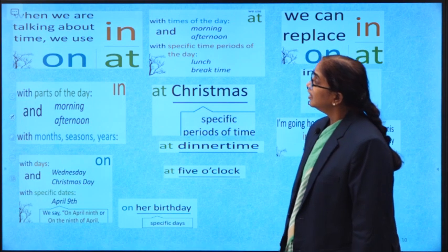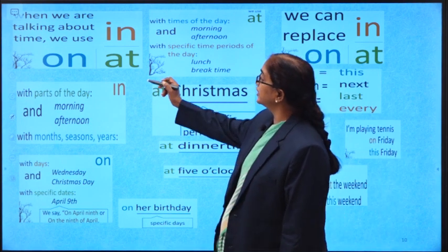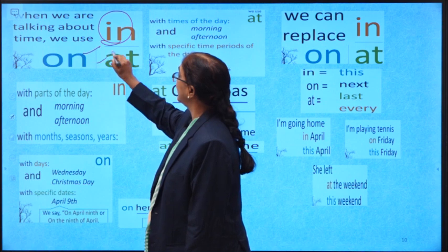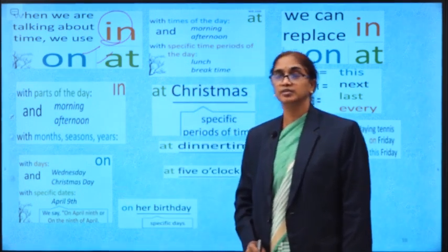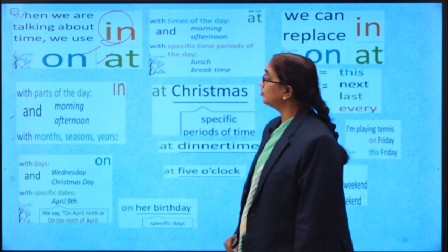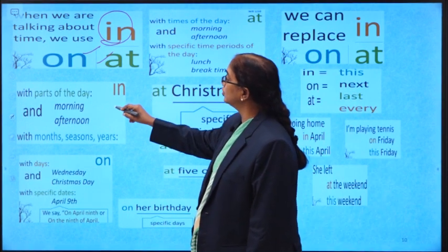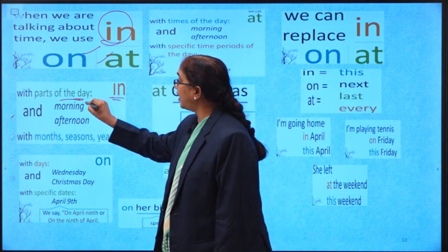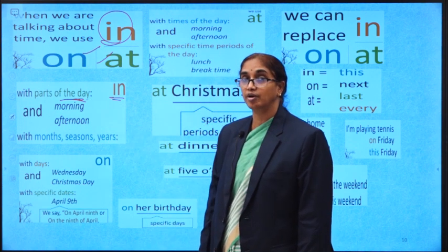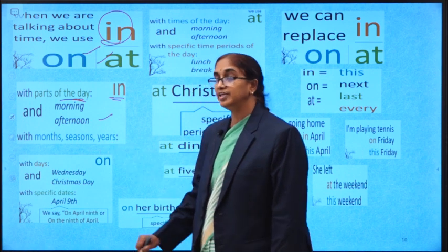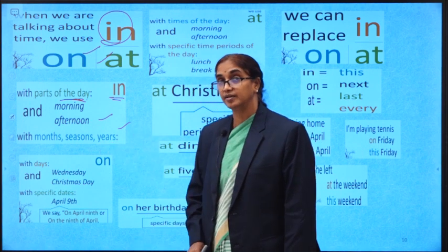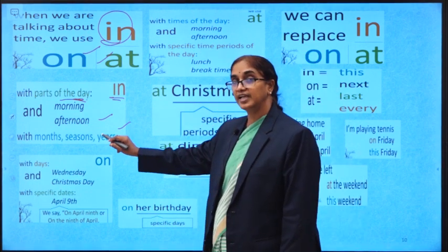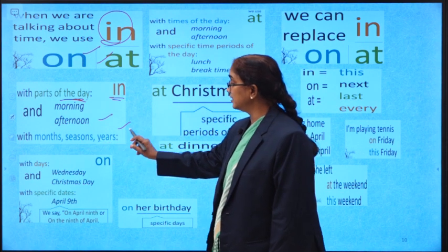Now, when we are talking about time or when we are talking about place, these prepositions can be used: in, on, at. These are indicative of both time as well as place. So, when you are referring to time, in can be used when you are talking about the parts of the day. For instance, I will meet you in the morning. I will meet you in the afternoon. I will meet you in the month of April. I will meet you in spring. I will meet you in 2021. So, it indicates to you the parts of the day, the time of the year, the time of the season, and so on.